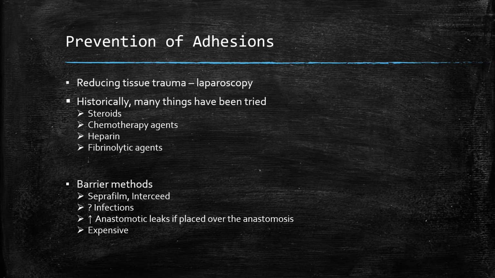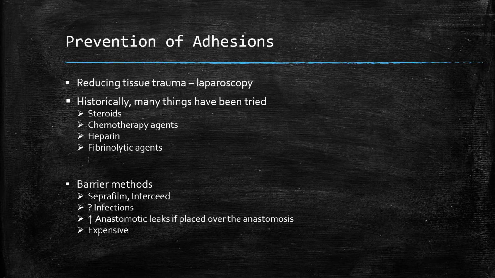Surgeons have also lavaged the abdomen at the end of their cases with many different solutions. Steroids, chemotherapy agents, heparin, fibrinolytic agents have all been used, but to no great effect. Barrier methods are something that's being tried right now. There are several in clinical use. The common ones are Seprafilm and Intercede.